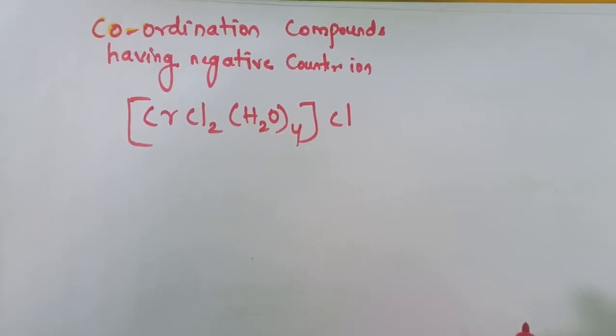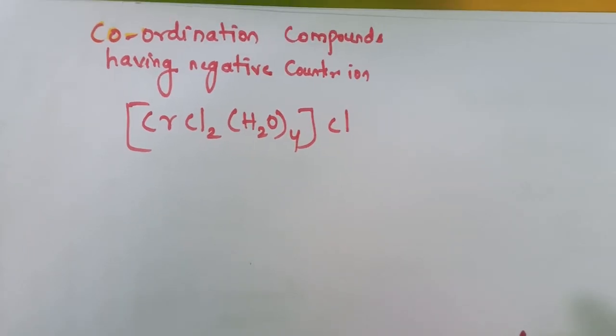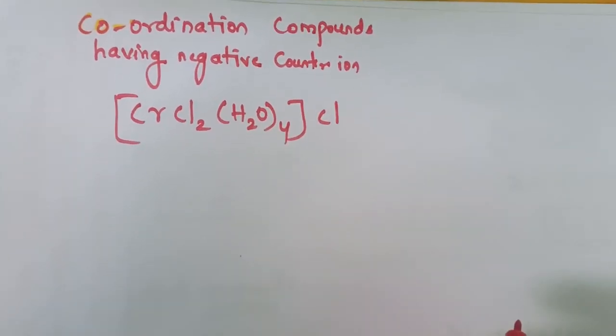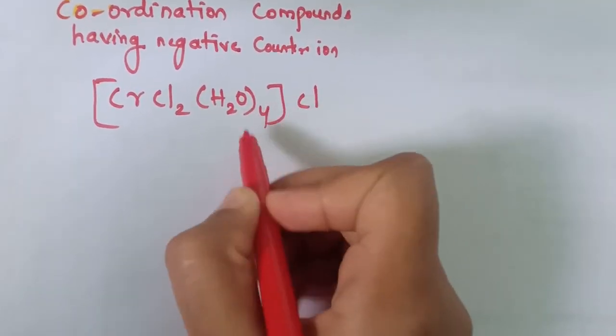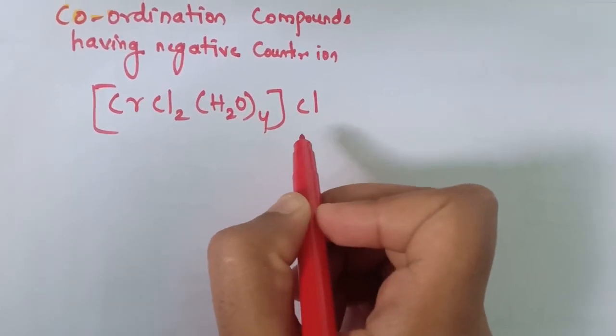For coordination compounds having a negative counter ion, we can calculate the oxidation number of the central metal atom. Here Cl is a counter ion, that is, it is present outside the square bracket.